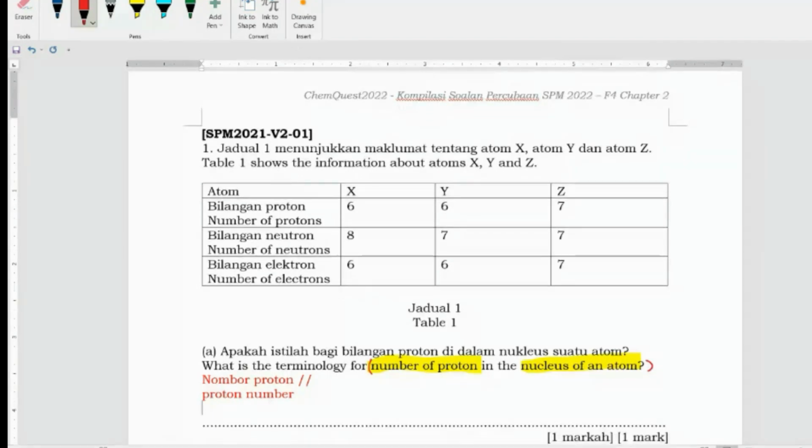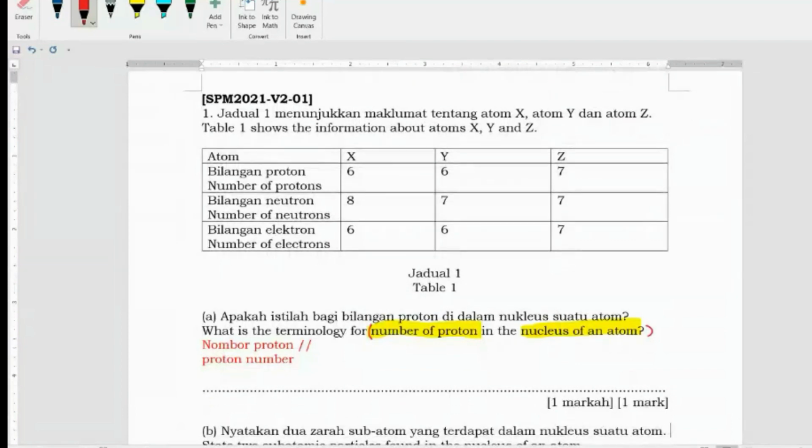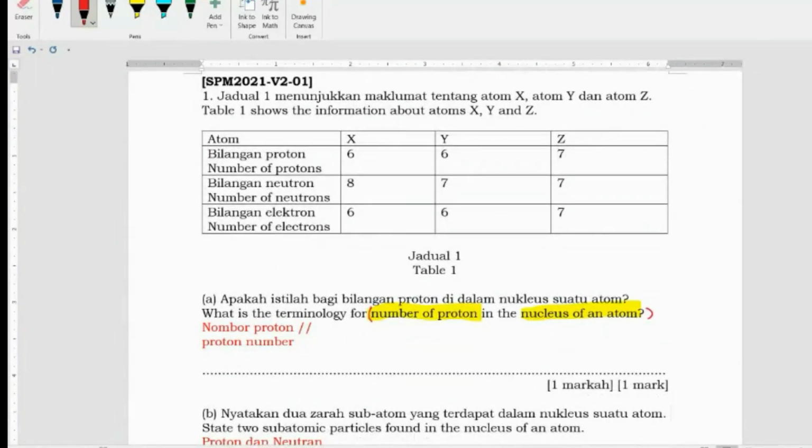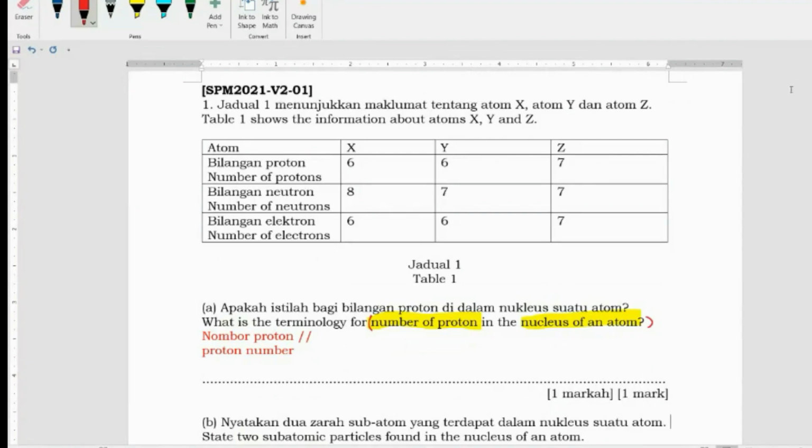Okay, seterusnya. Okay, this one, I'd like to ask Cynthia. Now, can you read this question? Question B, is it? State two subatomic particles found in the nucleus of an atom. Okay, so any answer? Two subatomic particles in the nucleus.